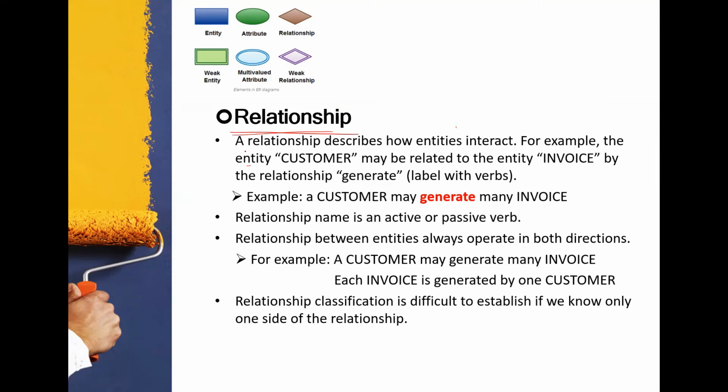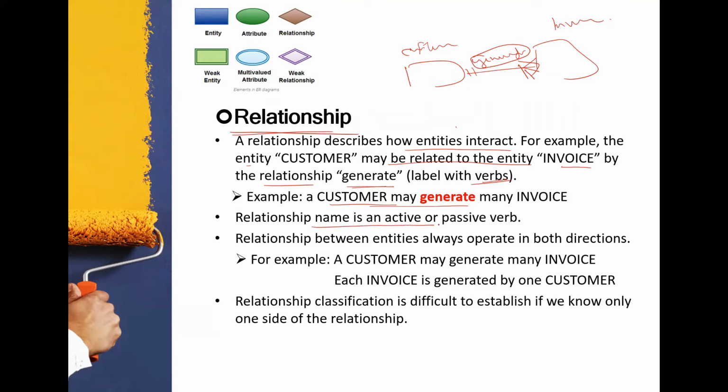Apa maksud relationship? A relationship describe how entity interacts. Okay, dua entity ni apa relationship dia? For example, the entity customer may be related to the entity invoice by relationship generate. Okay, yang kat tengah ni. Generate. Label with verb. Example, a customer may generate many invoices. Okay, a customer can generate many invoices. Itu maksud dia. So, generate ni adalah relationship antara customer dengan invoice.